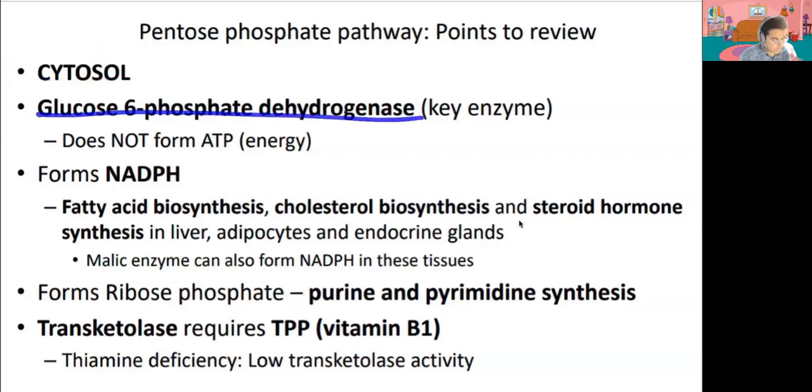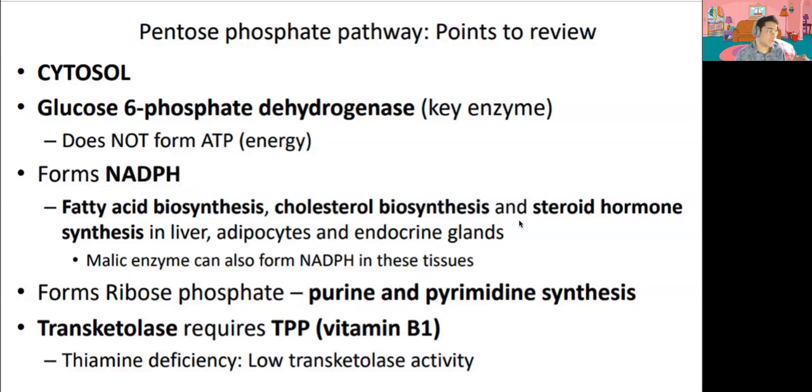And glucose 6 phosphate dehydrogenase is the key enzyme. Remember G6PD deficiency, fava beans: don't eat them if you have this genetic factor, all that jazz, okay? You don't need to remember all of those again, but you do need to know the enzymes involved. Remember, this pathway does not generate any ATP. All it generates is NADPH.